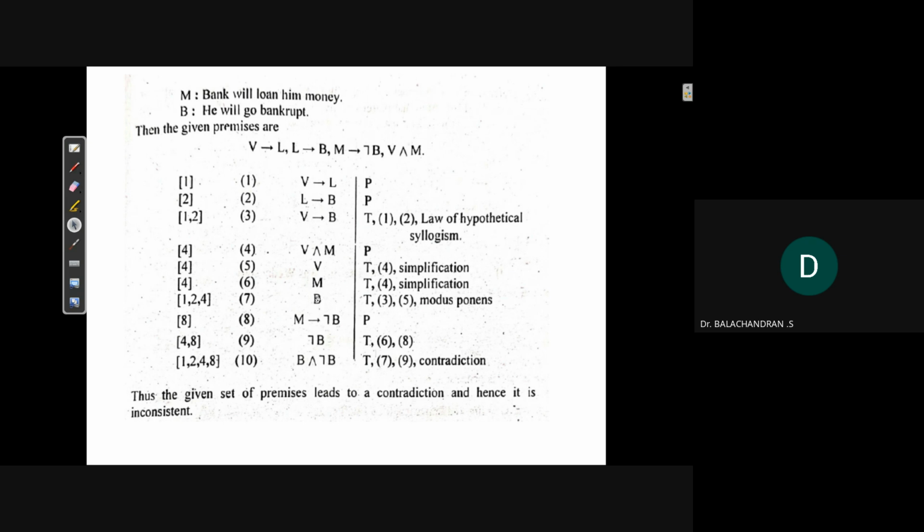Next, you'll use one more premise, M implies negation B. Now M, comma, M implies negation B gives negation B. Now B, comma, negation B, so that is B and negation B. That's a contradiction. So the given set of premises leads to a contradiction, and hence it is inconsistent.